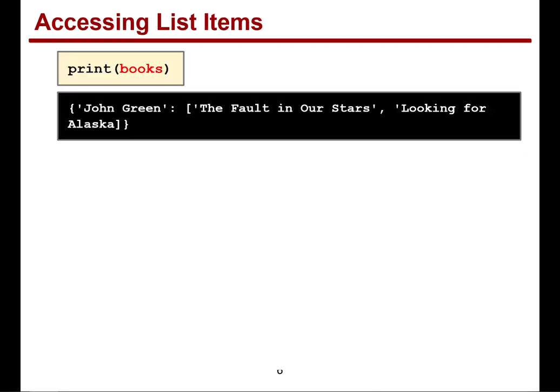Now, looking at that in code, we can go in stages. So if you just print books, what you get is the entire dictionary, and you can tell that because you've got your curly brace here, you have your key, and then you have your value. This whole thing would be your value.